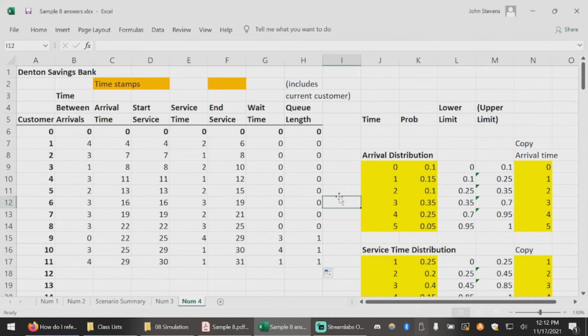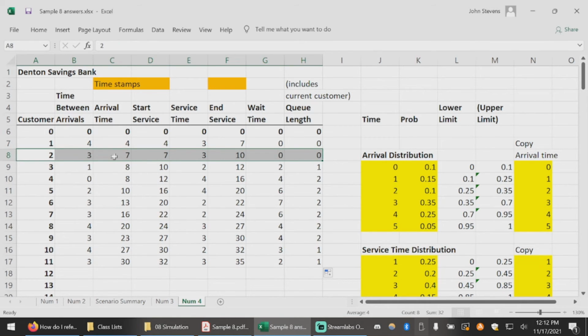And then we can generate a few until we get some numbers we can test if it's doing what we want it to do. So, customer number 1 arrives at minute 4, starts right away, 0 queue. Perfect. Customer number 2 arrives at minute 7, starts service, 0 queue length. Perfect. Customer number 3 arrives at minute 8. They have to wait themselves for minute 10, but no one else is waiting. One person waiting. Okay, good.